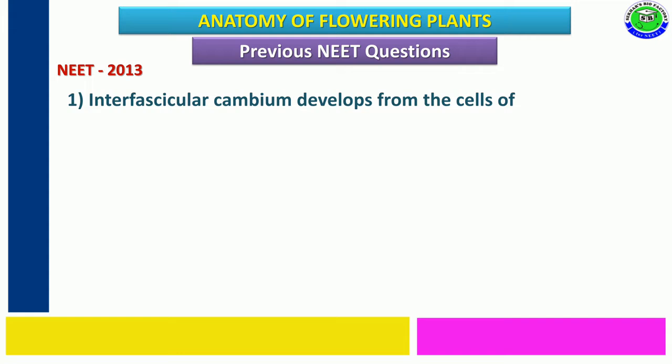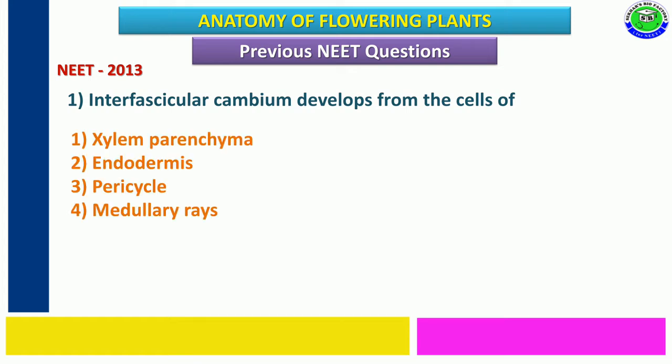NEET 2013, question number 1. Interfascicular cambium develops from the cells of first option xylem parenchyma, second option endodermis, third option pericycle, fourth option medullary rays. The correct answer is fourth option, medullary rays.